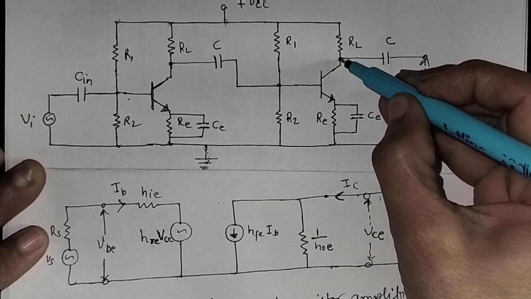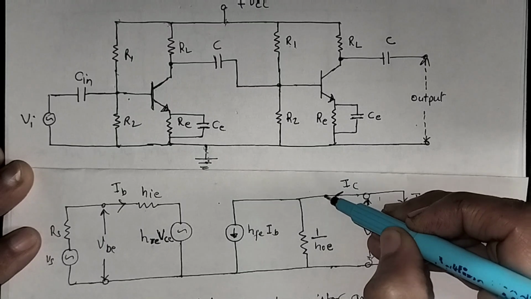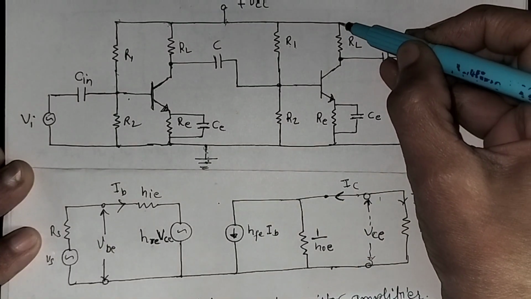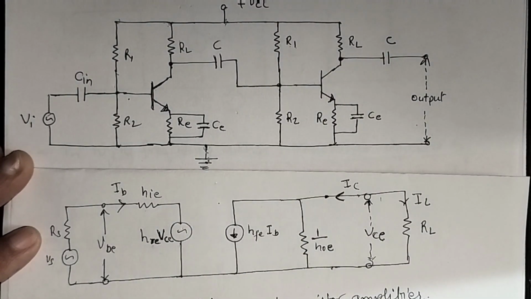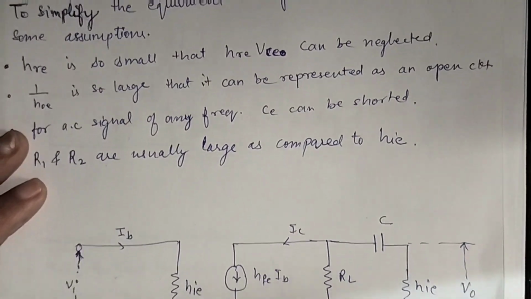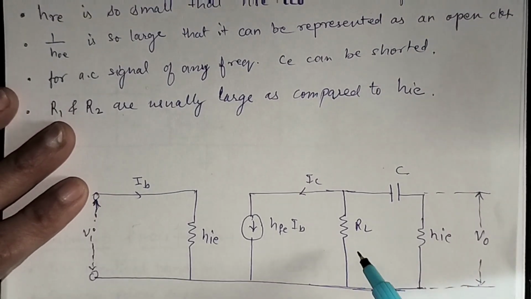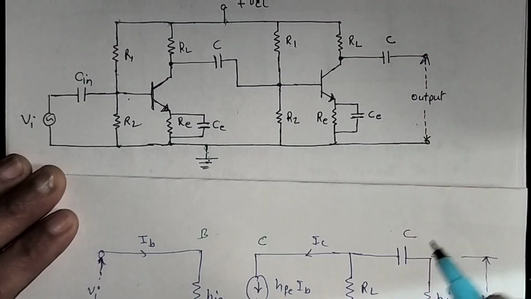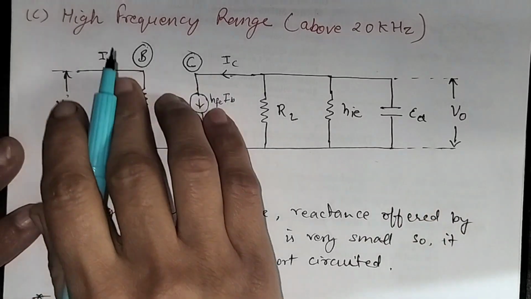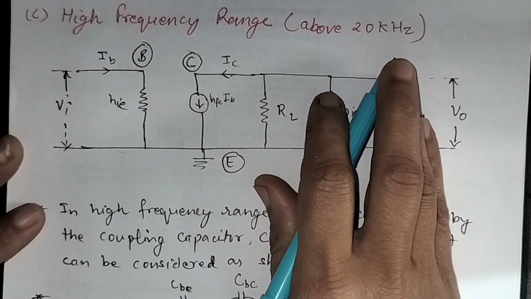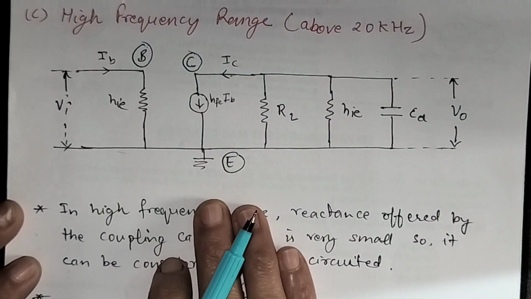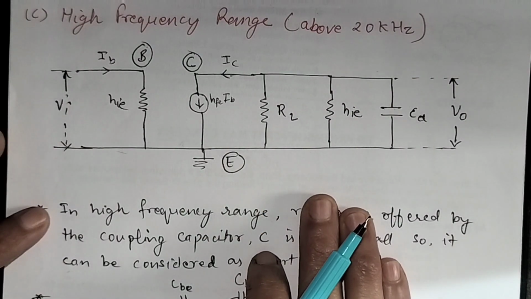This is the collector, so RL will be connected between the collector and the emitter because this terminal is connected to this, means this supply is shorted. So at the output side we have only this resistor. We have shown this capacitor here, and this HI is the input impedance of the next stage. Now we are ready to analyze the RC coupled amplifier at high frequency range, the frequency above 20 kHz. This is the hybrid equivalent circuit of the RC coupled amplifier at high frequency range.